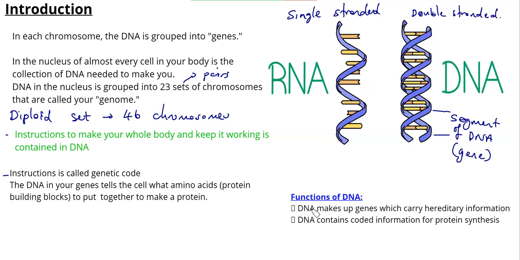Now, what are the functions of the DNA that we need to know? DNA makes up genes which carry hereditary information. So like what I've explained, information that is passed on from generation to generation. Then also DNA contains coded information for protein synthesis. So it's very much important when it comes to synthesis of proteins. That's where the information or the instructions to produce proteins actually comes from. Okay, so we can actually say your DNA controls cell functioning.